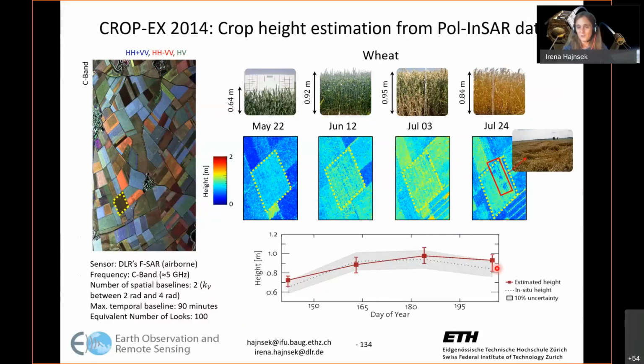So it must not really mean that this field is now not growing, so it's going down. What it means, because we have radar sensors, is that we have a stronger penetration into the crop, right? And if you have a stronger penetration, because the plant water content is changing, because it's drying out and getting more transparent, it means also that the height estimate is changing.